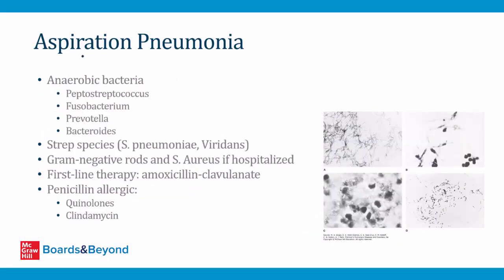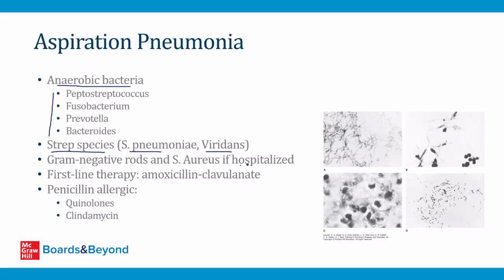Some of the bacteria involved in aspiration pneumonia are shown on this slide. Probably the most important group to be familiar with are the anaerobic bacteria that are found in the mouth. All of these bugs here are anaerobic bacteria found in the mouth, and they're often part of aspiration pneumonia. And this is one of the reasons why treatment with antibiotics has to have good coverage of anaerobes. Beyond this, there are a couple of strep species that are often involved. This includes strep pneumoniae and strep viridans.